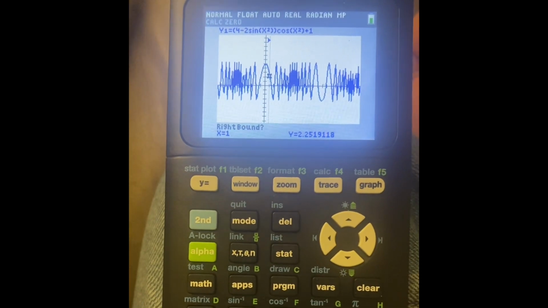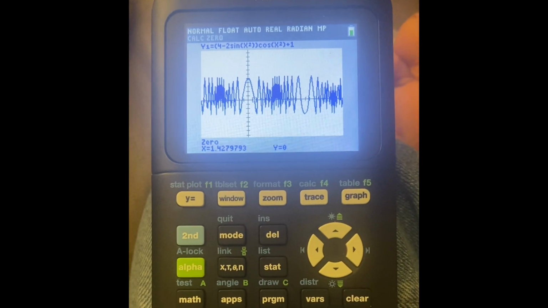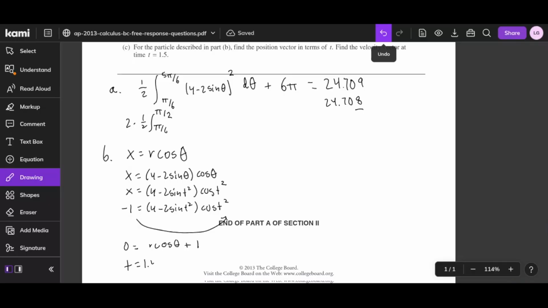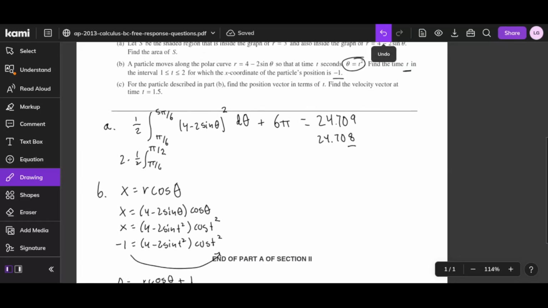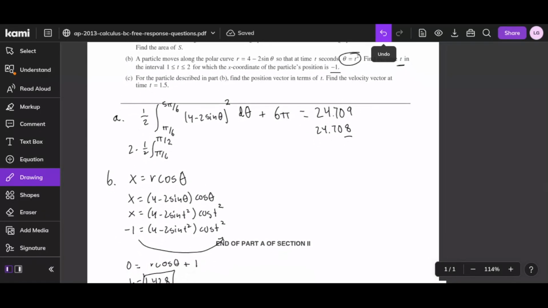You can see it's from 1 to 2, which means that you can just input the start and the end and see that x, or t, equals 1.428, or 1.427 with the other digits cut off. And that is our answer for when the x-coordinate of the position is -1.